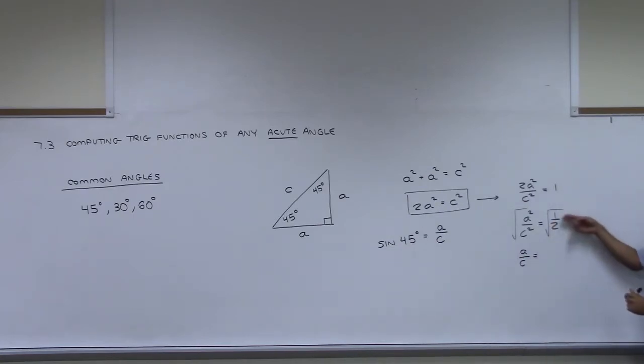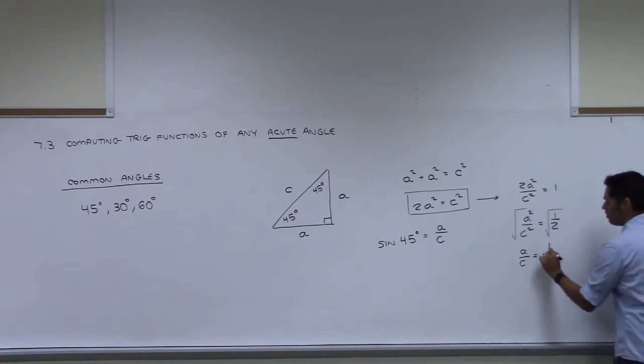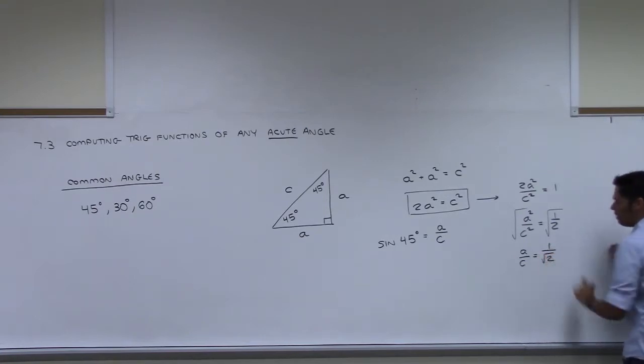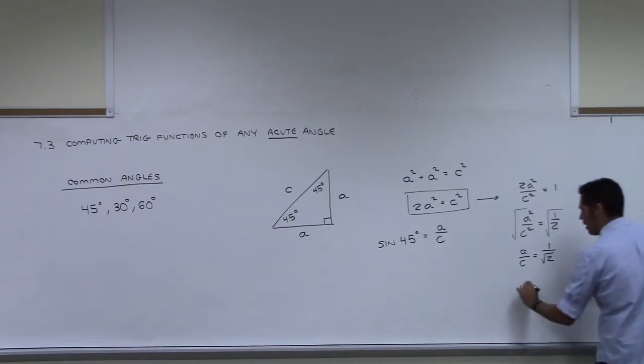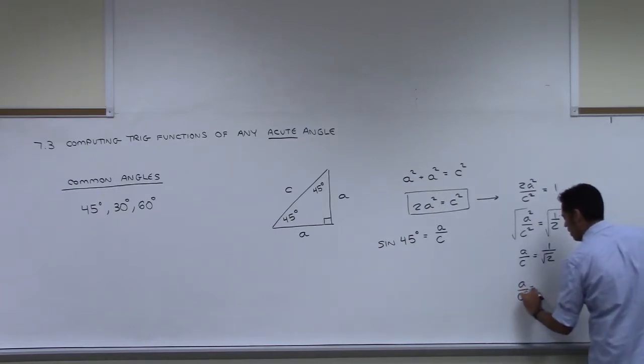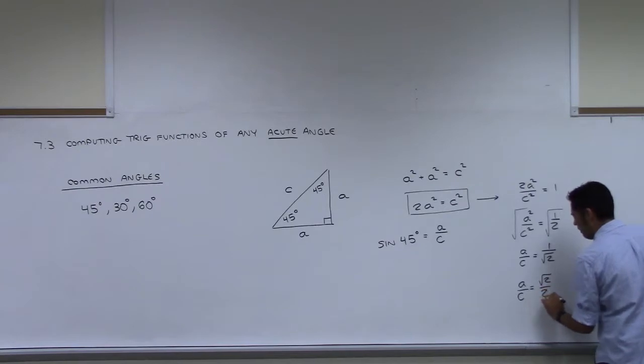Now I'm going to split it up into two fractions, root of 1 over root of 2. So what's the root of 1? 1. And what's the root of 2? Just root 2, right? That is the answer. But that's not the way they're going to have it in a book, because remember I told you the authors of these books are going to want to rationalize the denominator. So they're going to multiply top and bottom by root 2. And when you do that, you get A over C is root 2 over 2.